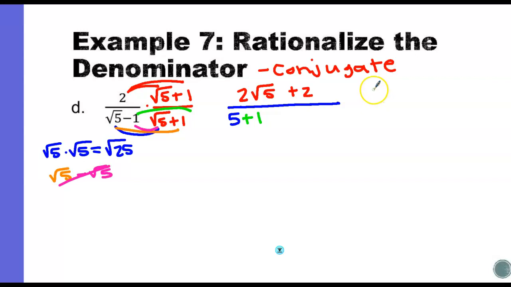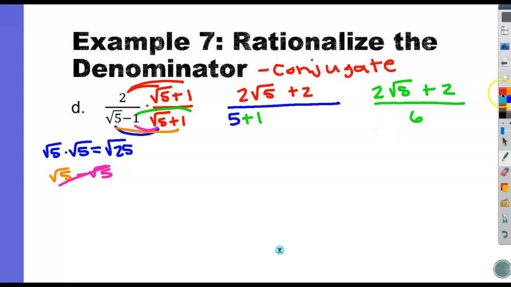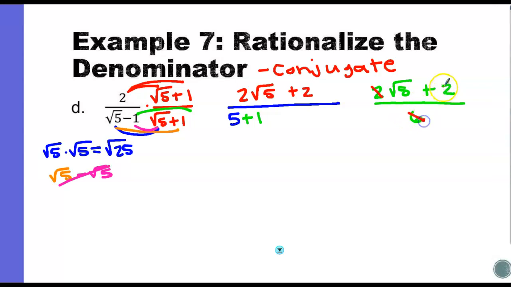So let's see, I'm going to have 2 square root of 5 plus 2 on the numerator. And then on the denominator, I'm going to have 6. I notice one thing, that I can reduce all 3 of these by 2. So I want to make sure to do that. The square root of 5 plus 1 over 3 would be my final answer.